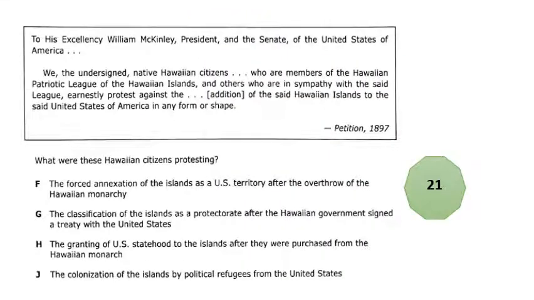Question 21. To His Excellency William McKinley, President and Senate of the United States of America, we, the undersigned native Hawaiian citizens, who are members of the Hawaiian Patriotic League, and others who are in sympathy with the said league, earnestly protest against the annexation of the said Hawaiian Islands to the said United States of America in any form or shape. So they don't want Hawaii to become part of the United States. Remember, led by fruit companies, led by Samuel Dole in the United States, we overthrew the Hawaiian queen and we annexed it. So it was a forced annexation of the island.